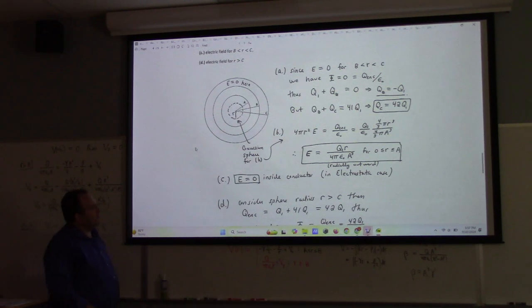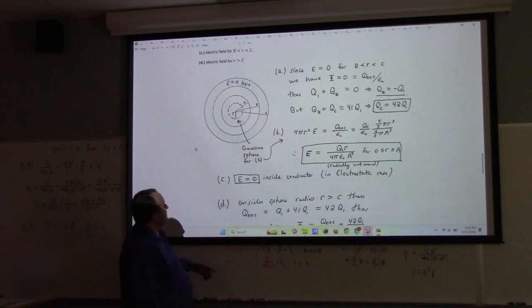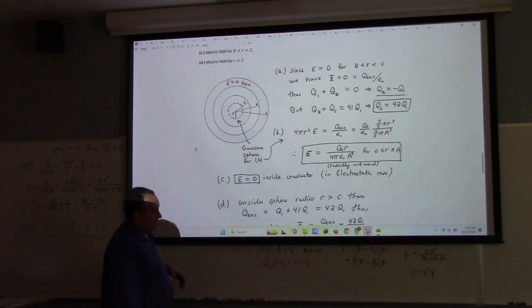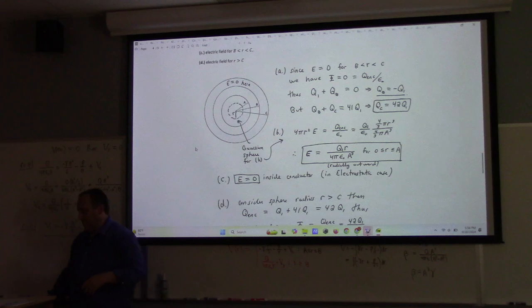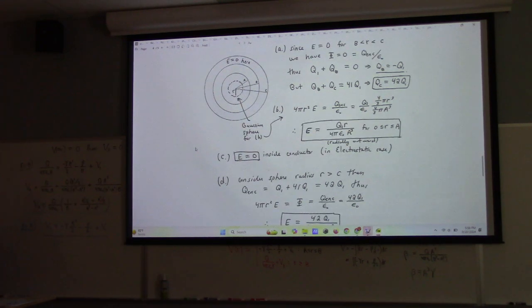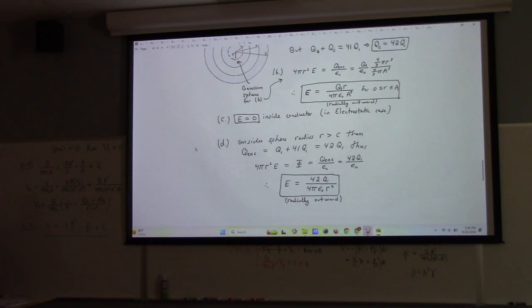And then the electric field for R greater than C, outside: once we're outside everything, it's the Coulomb field with the net charge, whatever that happens to be. I guess it was 42? Is that right? Yeah, 42 Q1 over 4 pi epsilon naught, radially outward.